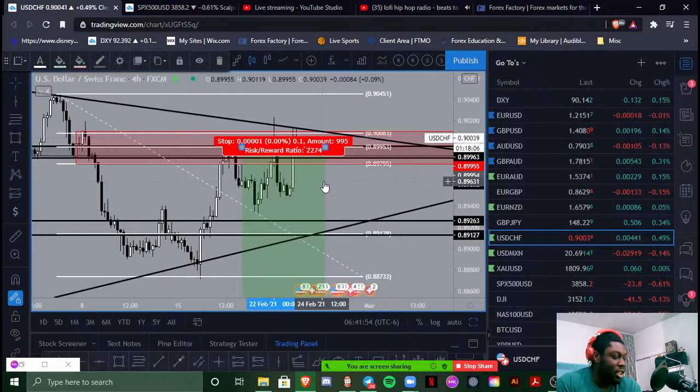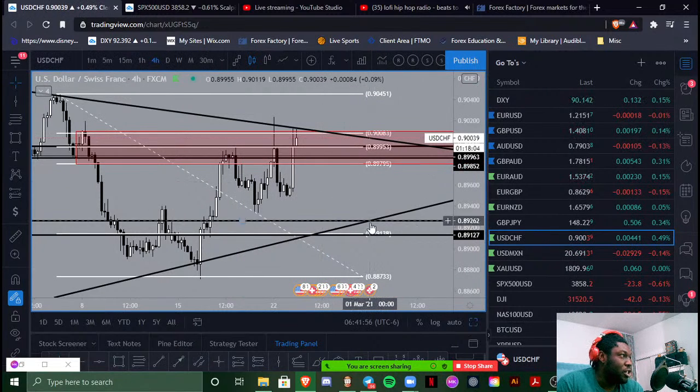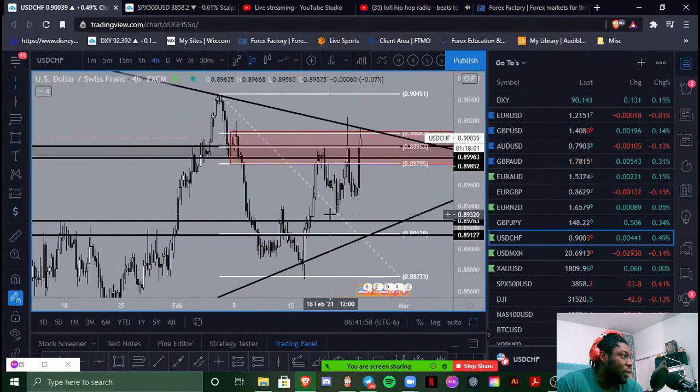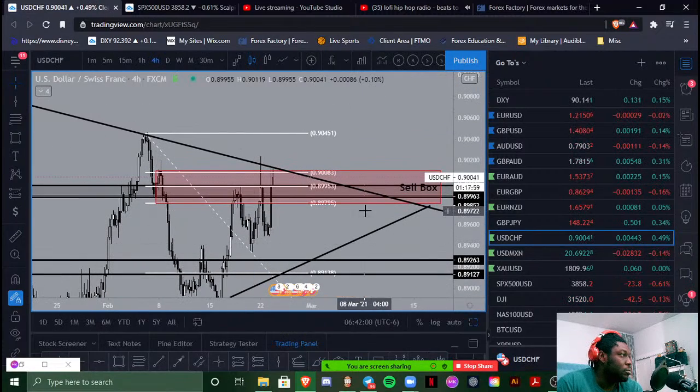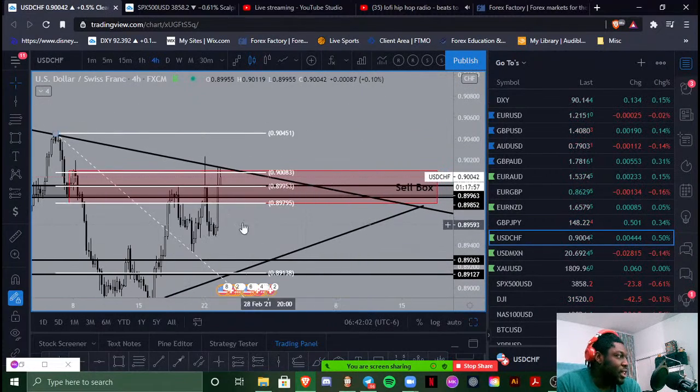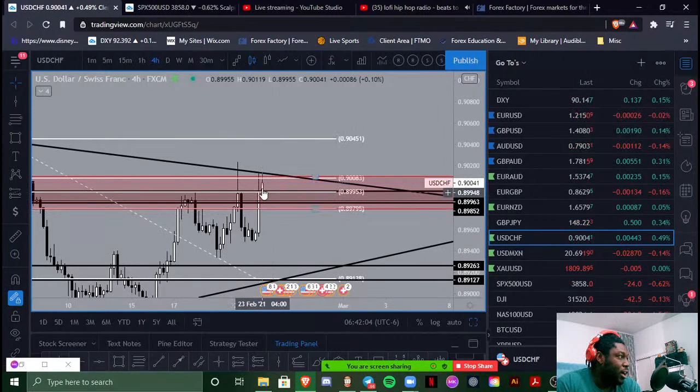All right, let's look at USD/CHF. I've been waiting for USD/CHF. I like where USD/CHF is at. I like it a lot. So price ended up coming back up here at this 78.6 fib, and it's still showing some rejections right here.